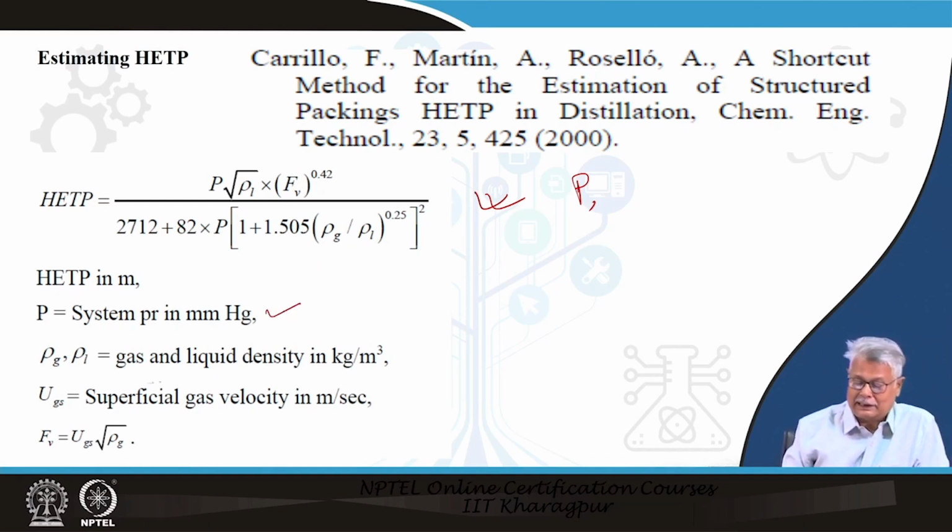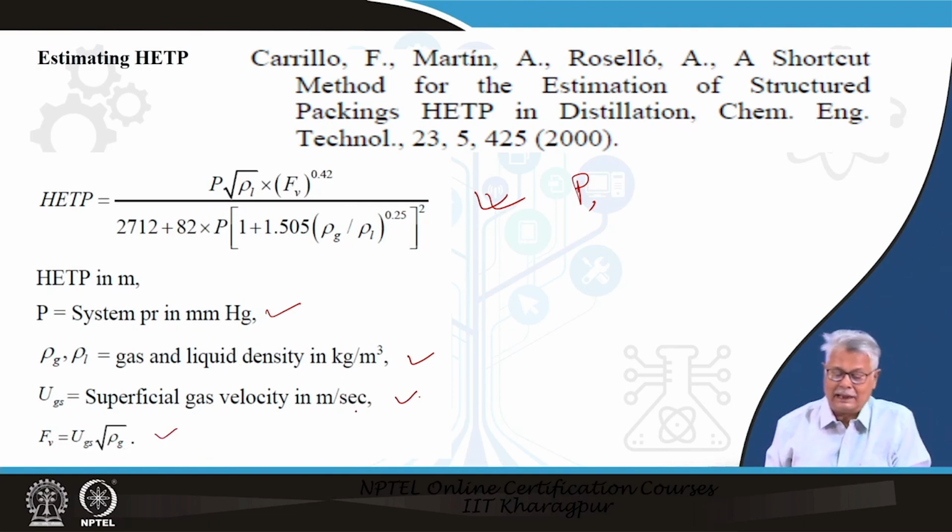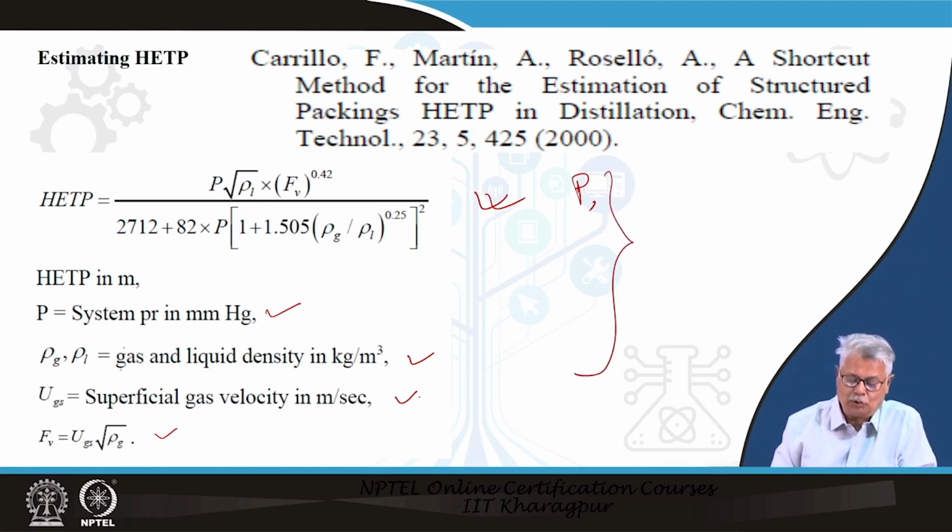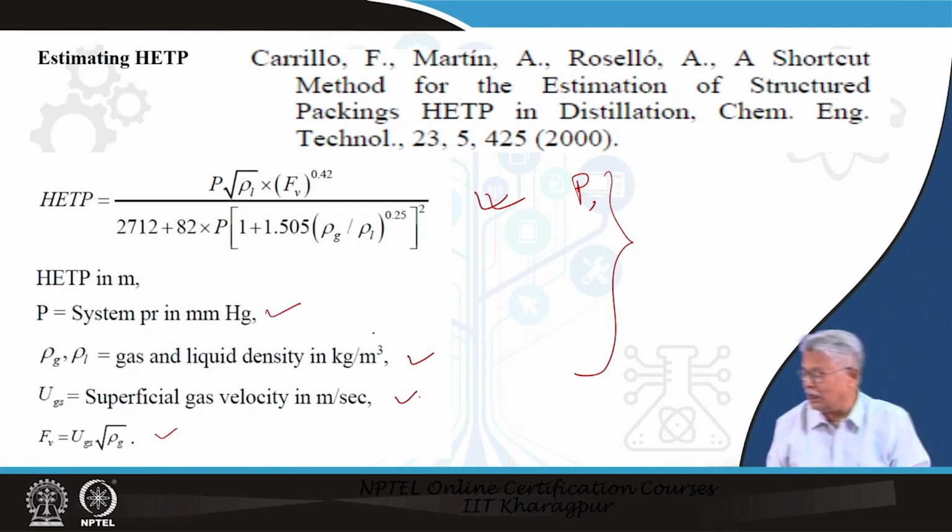Rho g and rho l are gas and liquid density in kg per meter cube. Ugs is the superficial gas velocity in meter per second, and Fv is Ugs times the square root of rho g. And in this expression, if you evaluate your problem with these known conditions at the top and the bottom, you will find there are two differences in HETP, but the differences are not high.